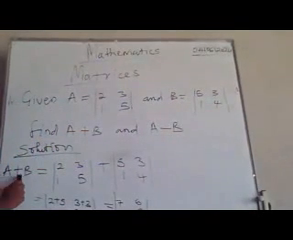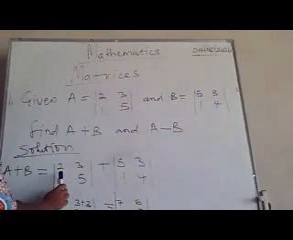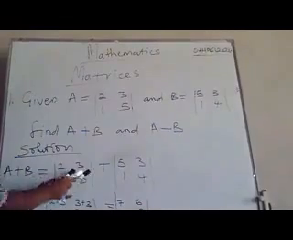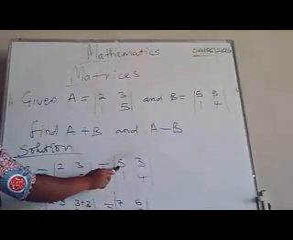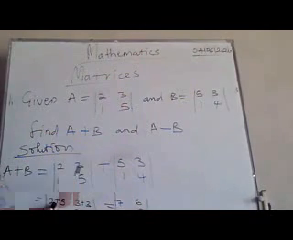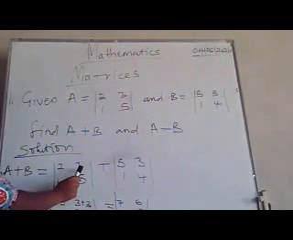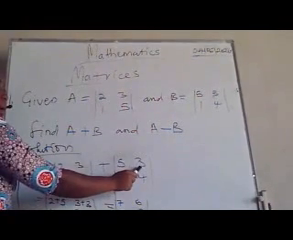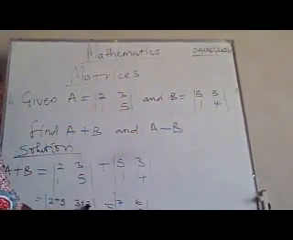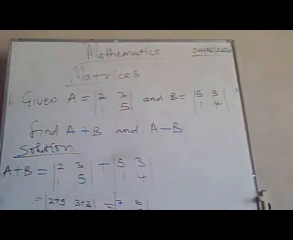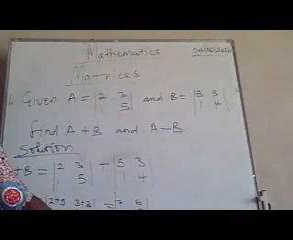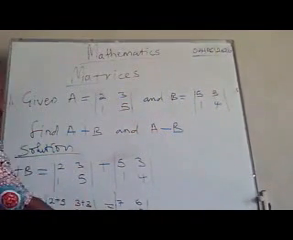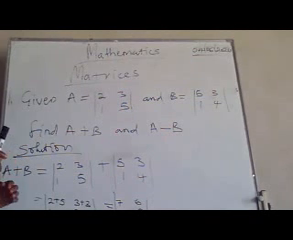Okay, so A plus B. You pick the first number on the first row, add it with the first number on the first row. That is 2 plus 5. Pick the second number on the first row, add it with the second number on the first row, 3 plus 3. The same thing with the second row. And that gave us 7, 6, 2, 9 as A plus B.